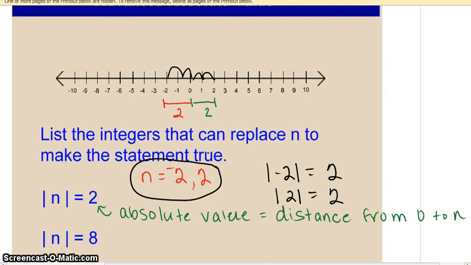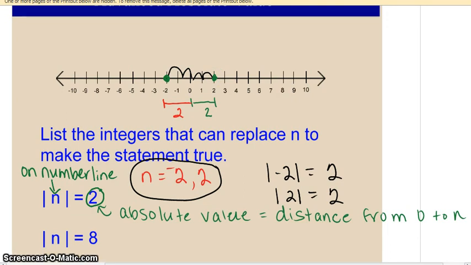So the important thing to keep in mind, once again, is that the 2 right here, the number that everything's equal to, is the absolute value or distance. The n values are the numbers on the number line. So 2 and negative 2 are the numbers on the number line. Those are the values of n. So let's try the next problem.